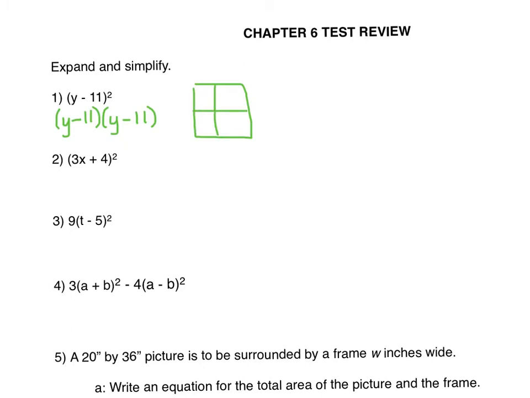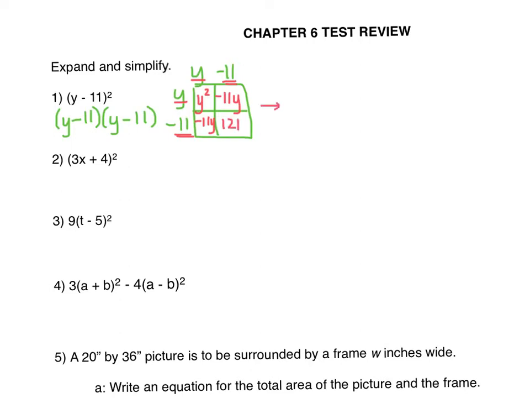So if my two things that I'm multiplying are y minus 11 and y minus 11, this is how I would set up my boxes. A y and a negative 11. And then I'm going to multiply the two things together. So for example, here I'm going to do y times y and put my answer here. That would be y squared. Y times negative 11 would give me negative 11y. Negative 11 times y would give me another negative 11y. And negative 11 times negative 11 gives me positive 121.